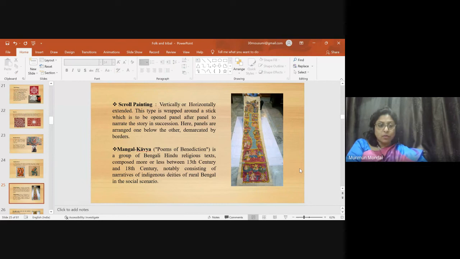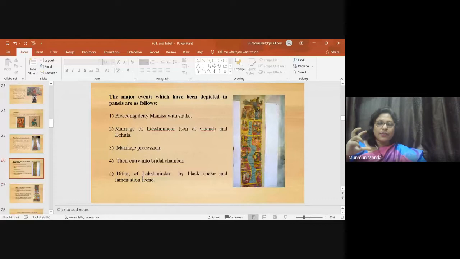What is Mangalkabbo? It was composed more or less between the 13th and 18th century, and this Mangalkabbo played a very important role in the life of Bengalis. Why? The entire social scenario was depicted there. It was a very close-knit story, and the story is very interesting. And the entire story has been depicted here.